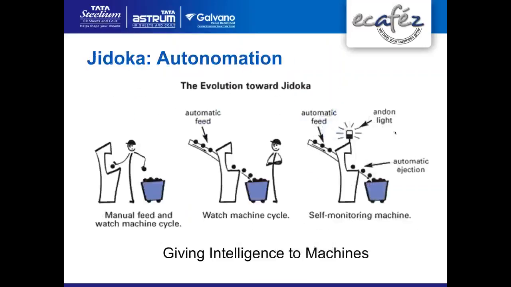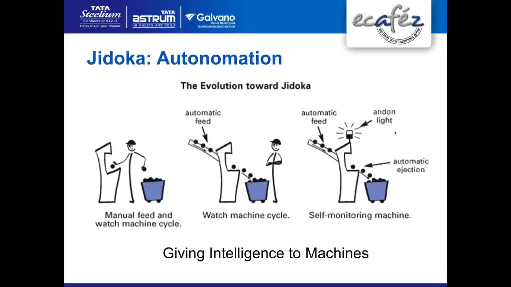Jidoka is called giving intelligence to the machine. If we just see these three figures, the machine is the same, the product is the same. In the first, the operator is manually feeding, watching the machine, collecting the product, loading, unloading and watching. That was the job. In the second machine, some improvement was done, some jidoka was applied. Automatic feeding was made, but the operator is still just watching the machine and, when the bin is full, receiving. In the third, especially, he is checking whether any defective is coming, and immediately he tries to take help.